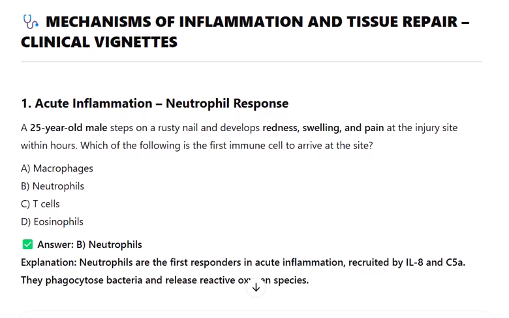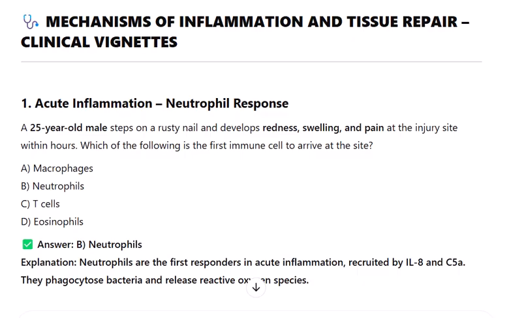A 25-year-old male steps on a rusty nail and develops redness, swelling, and pain at the injury site within hours. Which of the following is the first immune cell to arrive at the site? A. Macrophages, B. Neutrophils, C. T cells, D. Eosinophils. Answer B. Neutrophils. Explanation. Neutrophils are the first responders in acute inflammation, recruited by IL-8 and C5a. They phagocytose bacteria and release reactive oxygen species.